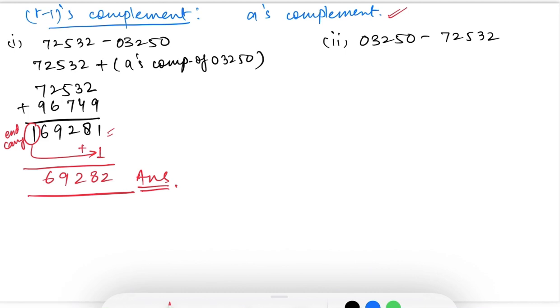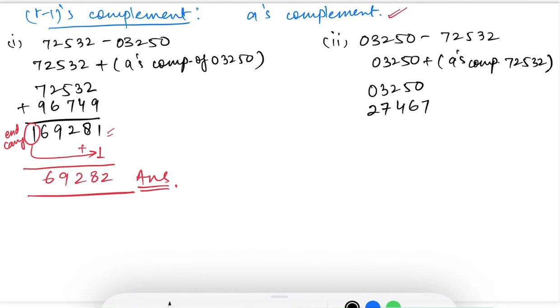Now, this question: 03250 plus the 9's complement of the second number. The 9's complement will be 27467. Add both the numbers, 71703. Now there is no end carry. So again, no end carry means the result is negative. If an end carry is there, the result is positive. If no end carry is there, the result is negative. This is common for both the complements. There is no end carry, that means the result is negative, and the result is in its complemented form.